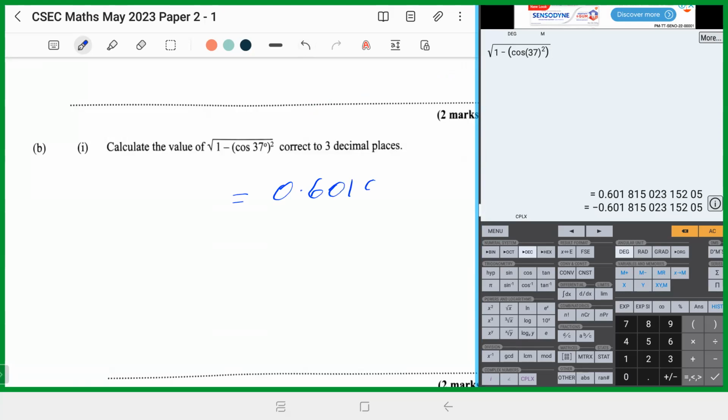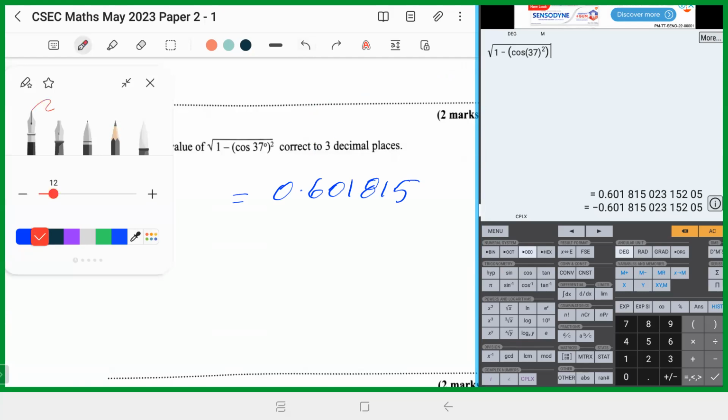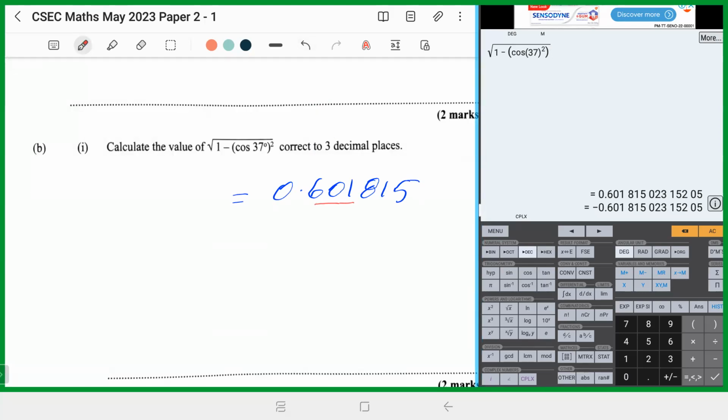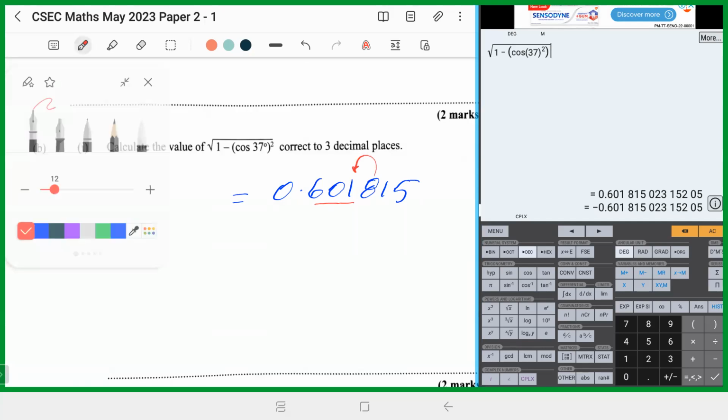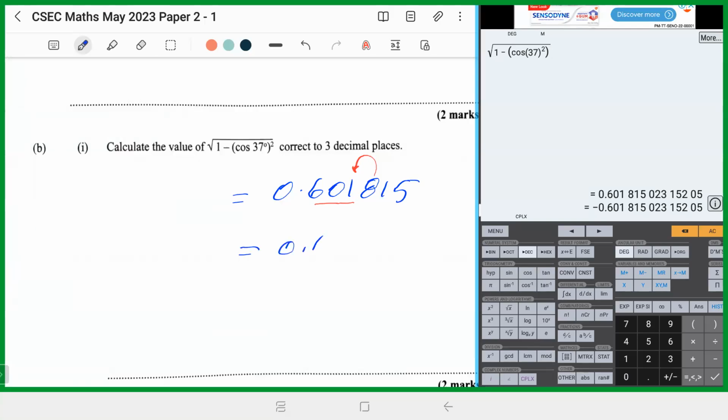0.601815 and so on. But I want us to correct the 3 decimal places. So these are my 3 decimal places. And so I have to use this 8 to correct that 3rd decimal place. So the 8 will increase that by 1. And so the 3 decimal places, this is 0.602 to 3 decimal places. All right, that covers that one.